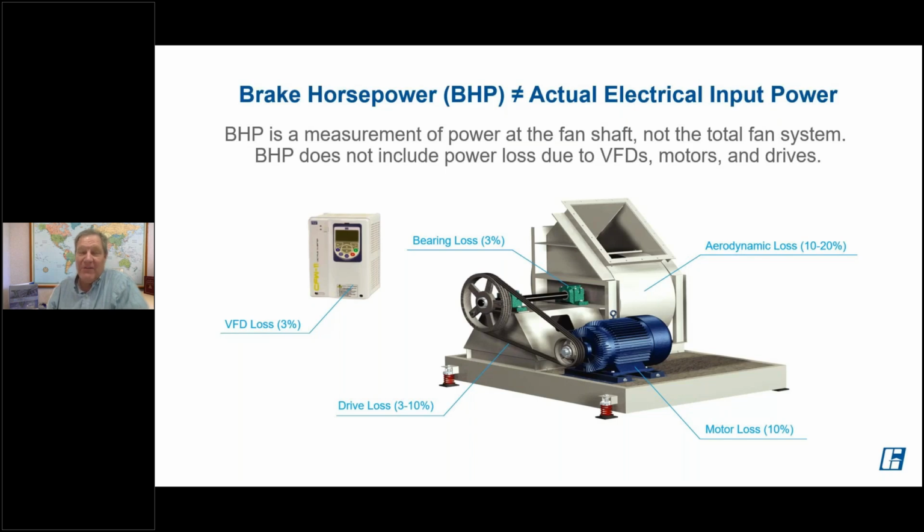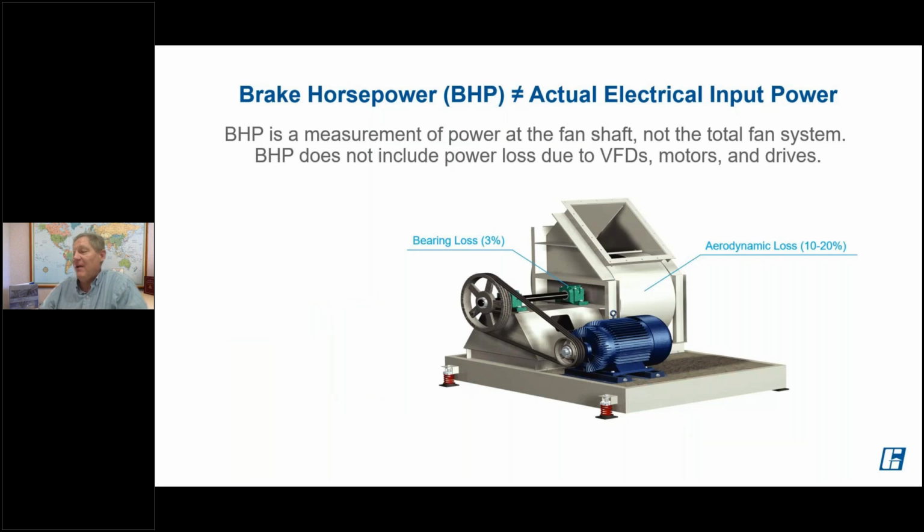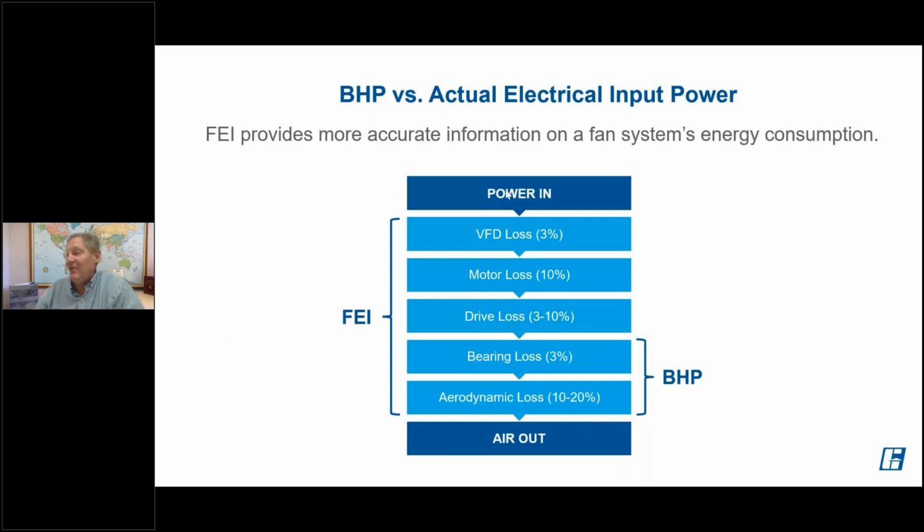You say, well, okay, that seems to make sense, but that was not happening up until manufacturers started using FEI in their fan performance publications or ratings. Brake horsepower does not equal actual electric input power. All the brake horsepower accounts for are bearing losses and aerodynamic losses. So all these other losses between the power into the fan and the air power out of the fan were not being accounted for. Things like VFD loss, which can be somewhere in the neighborhood of 3% loss, motor loss can be up to 10%, and drive losses for belts and pulleys can be another 3 to 10%. Those were not being accounted for when we were just publishing brake horsepower.